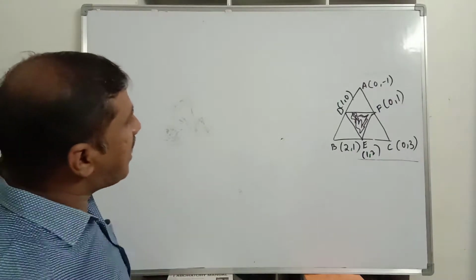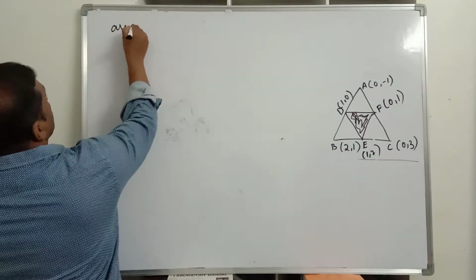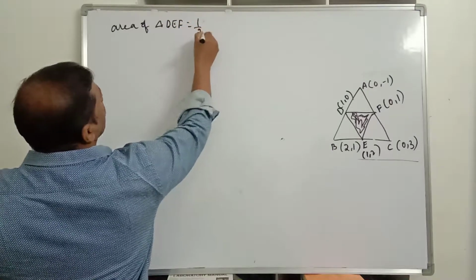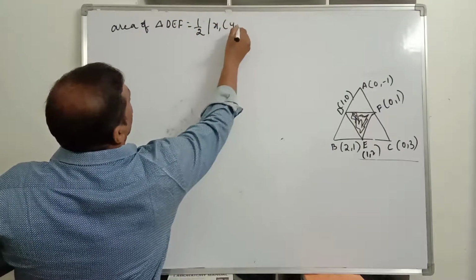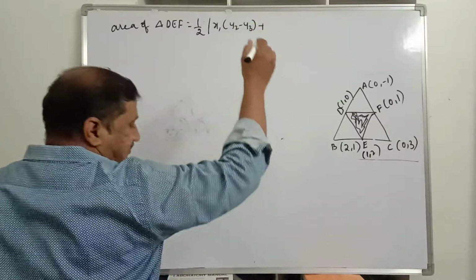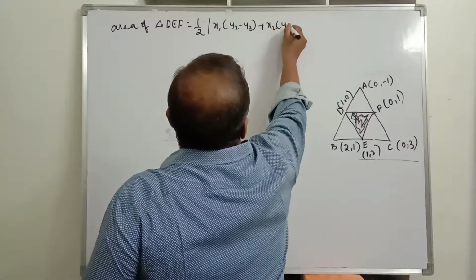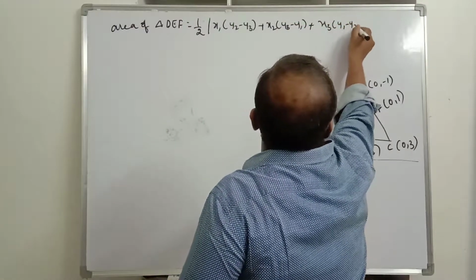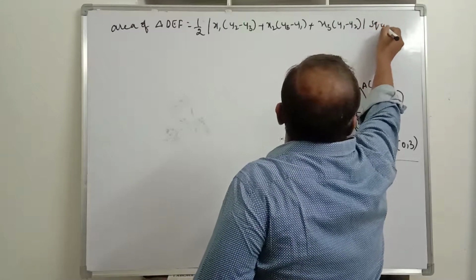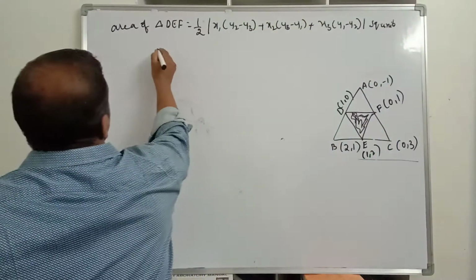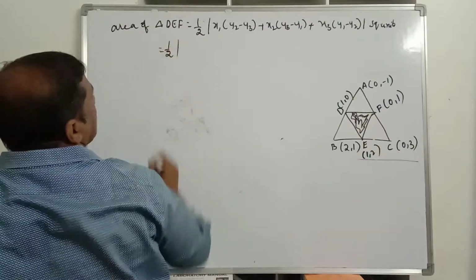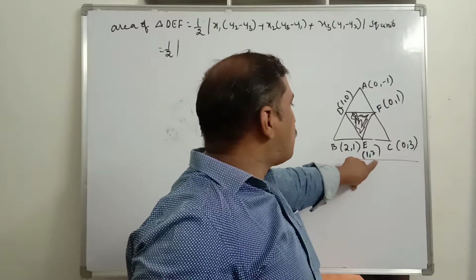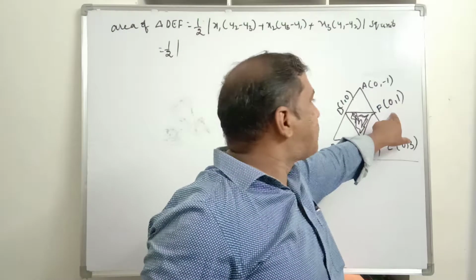Now find the area of triangle DEF. The formula is half into modulus of x1 into (y2 minus y3) plus x2 into (y3 minus y1) plus x3 into (y1 minus y2) square units. Find this area by substituting. That is half into modulus of, here D will be the first point (x1, y1), E will be the second point (x2, y2), and F will be the third point (x3, y3).